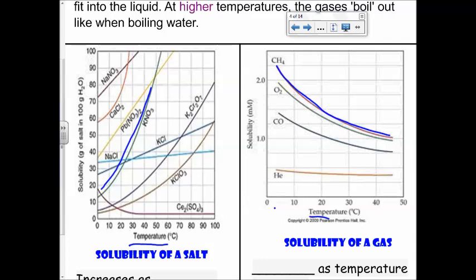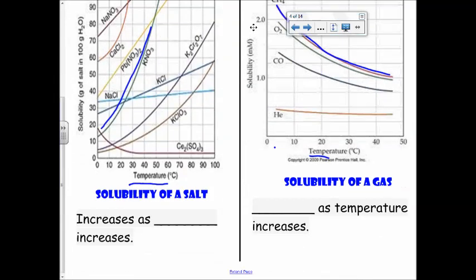So it works a little bit differently. At higher temperatures, it is because the gases boil out, just like when you boil water. So just think of those real-world examples for when you're trying to figure out, do gases or solids dissolve better in higher or lower temperatures? So solubility of a salt increases as temperature increases. Solubility of a gas decreases as temperature increases. So they are a little backwards of each other.